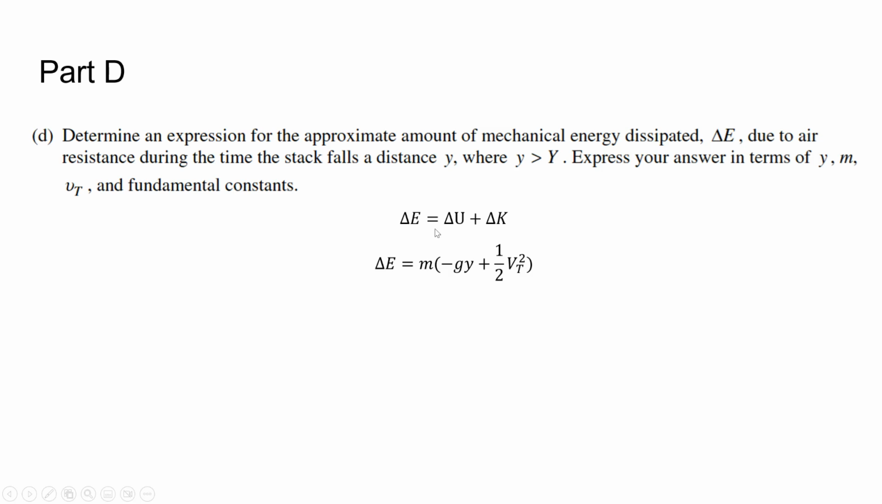However, it's going to be losing mgy because once it reaches terminal velocity, it's no longer gaining more kinetic energy, and that gravitational potential energy is just disappearing. So you would just subtract that, and then that's all. So you would have, after factoring out the m, m times negative gy plus 1/2 v squared equals the change in total energy.